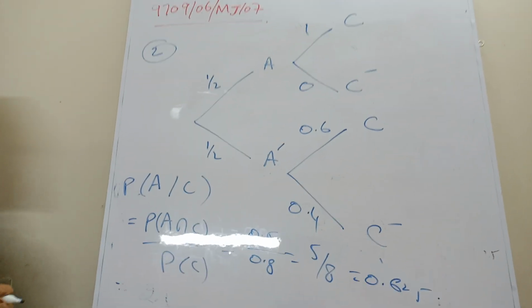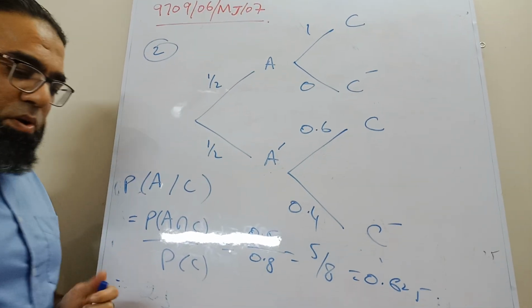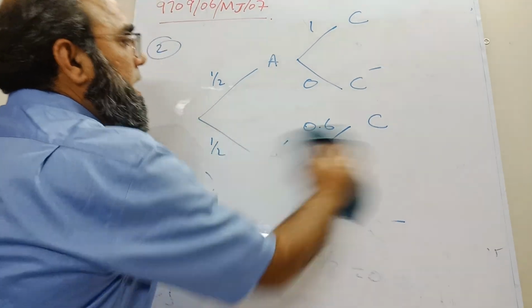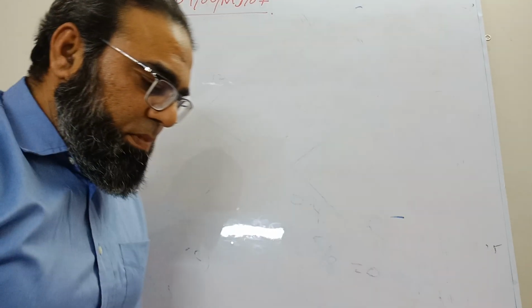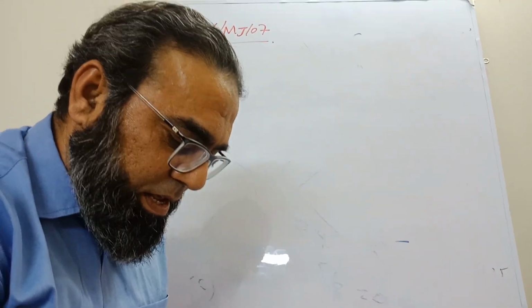Okay, so this was the second question. This was an easier question on conditional probability. Okay guys, moving to the third question. This was a very important question. This is from the normal distribution, I think. Yeah, let me see.